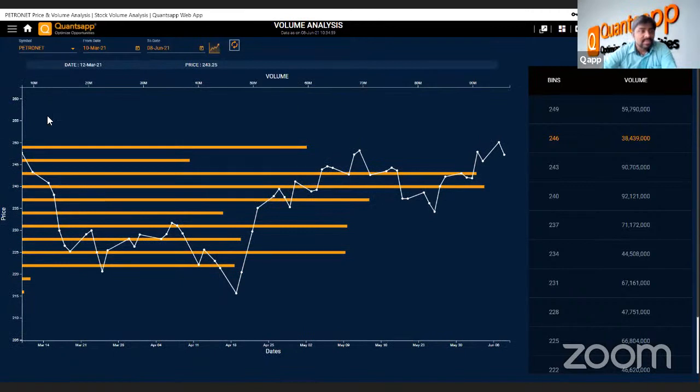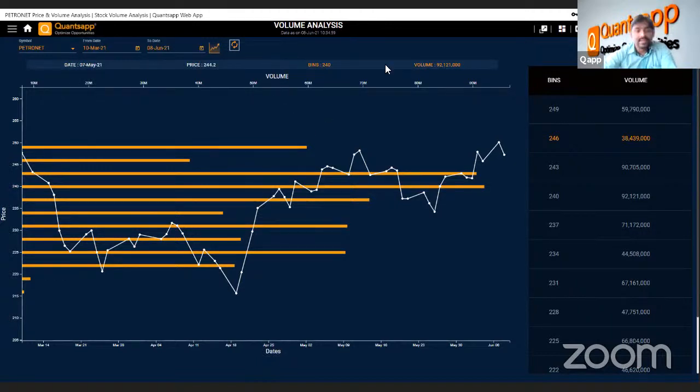Here we can check, these are the dates on the x-axis, right? On the y-axis we have the price. This white line is basically the price movement, the closing prices, and these orange bars that you can see are the volume, right? You can check the x-axis on the upside, that's the volume, right?